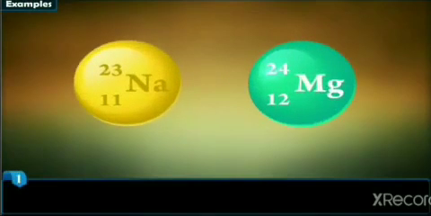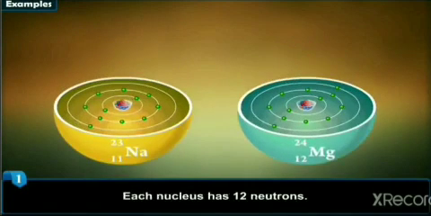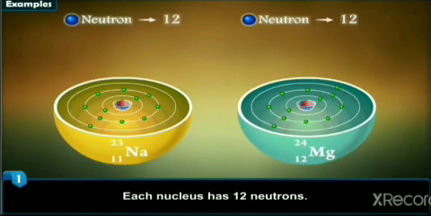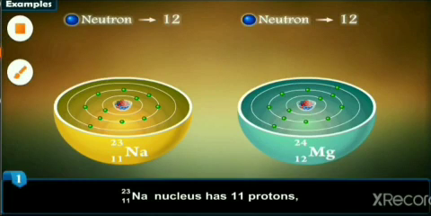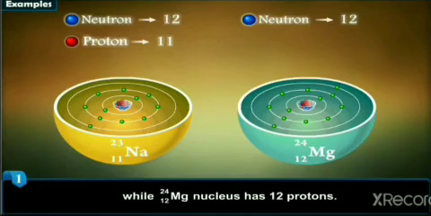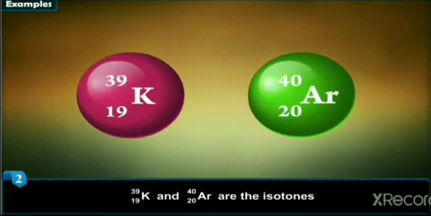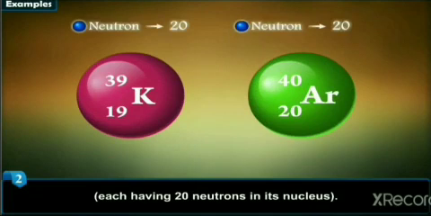Examples: 1. ²³₁₁Na and ²⁴₁₂Mg are isotones. Each nucleus has 12 neutrons. The ²³₁₁Na nucleus has 11 protons, while the ²⁴₁₂Mg nucleus has 12 protons. 2. ³⁹₁₉K and ⁴⁰₂₀Ar are isotones, each having 20 neutrons in its nucleus.